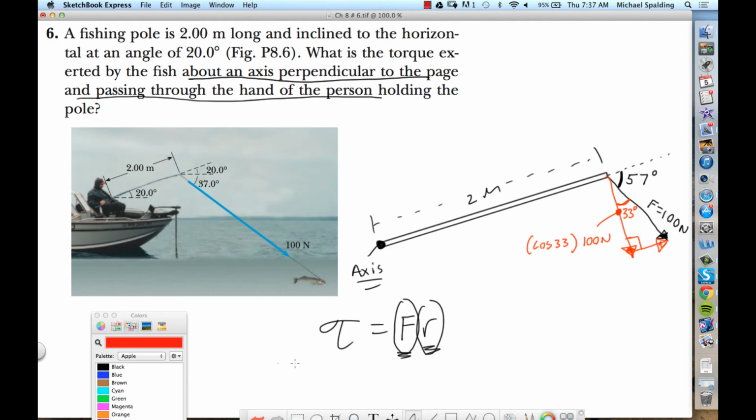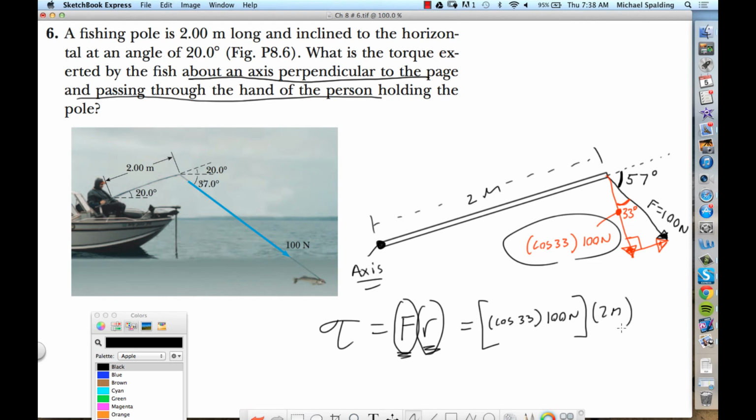Okay, so to find the torque, we're going to use this force, because that's perpendicular to the 2 meter. So you're going to go cosine 33 times 100, then multiplied by the 2 meter, and this comes out as 167.7 Newton meter. Newton meter is technically equivalent to a joule, but when you're talking about torque, the convention is you leave it as Newton meter.